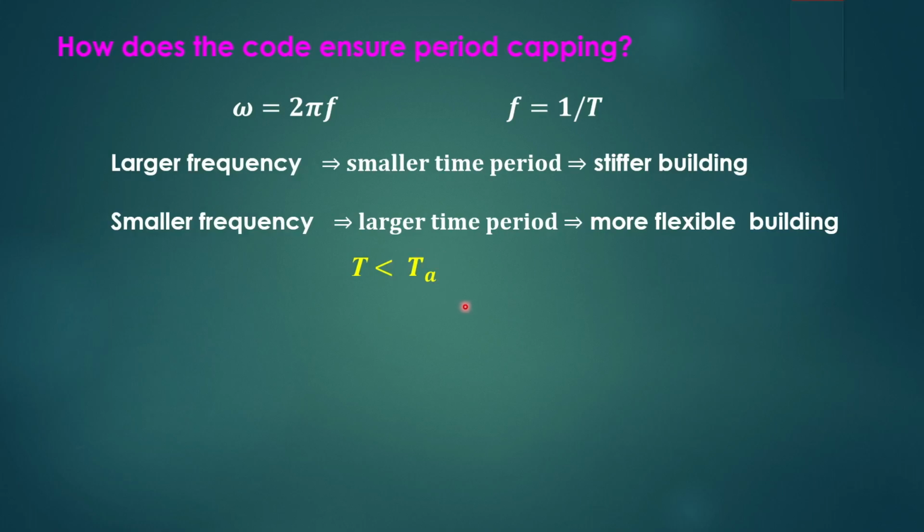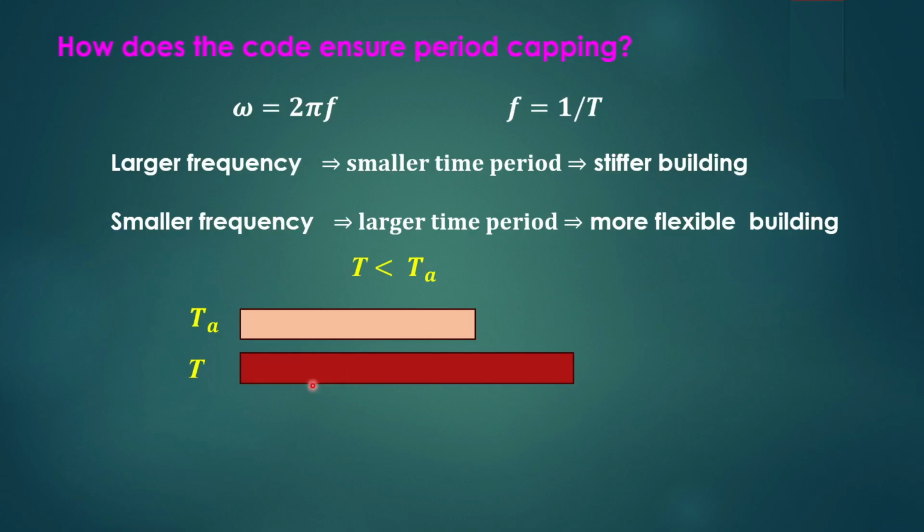So what does the code say? Since the time period indicates the flexibility or stiffness of the building, the code is indicating that the building should not be very flexible. You have to note one thing here: the code does not specifically mention the time period comparison, but it compares the base shear with respect to this time period and this time period. Both indicate the same thing, as we'll see gradually in coming slides.